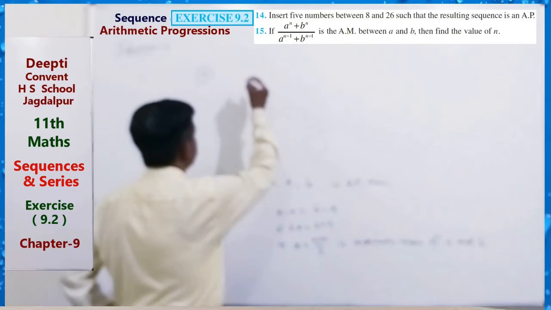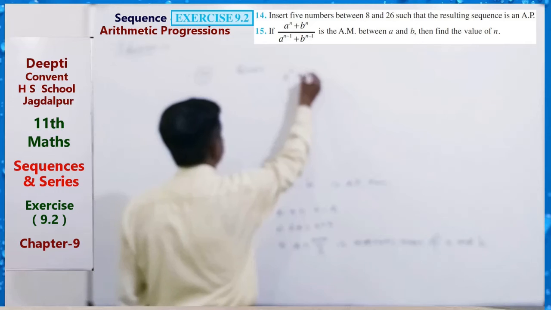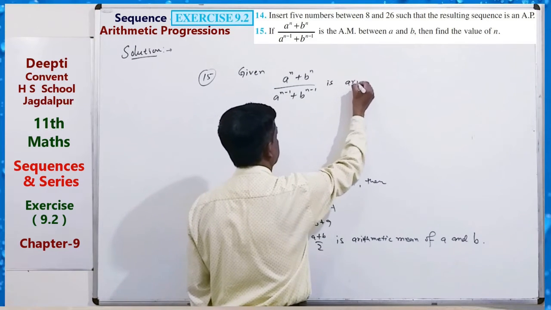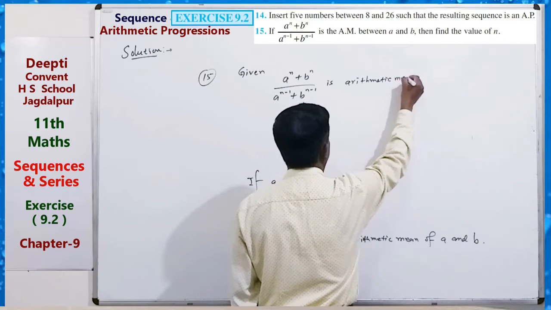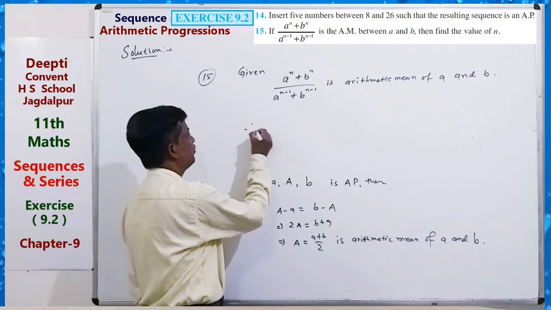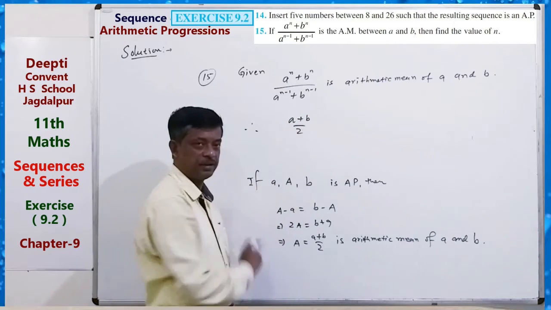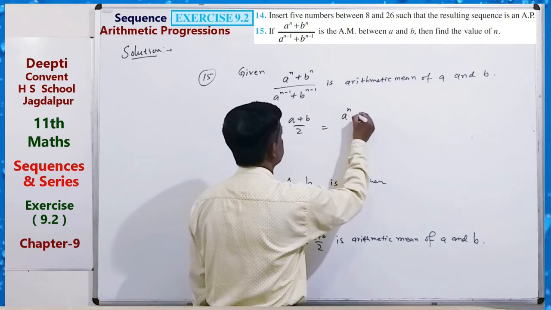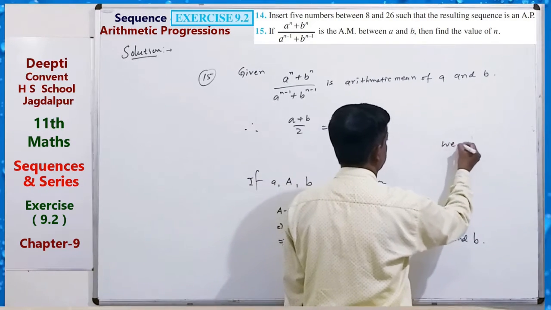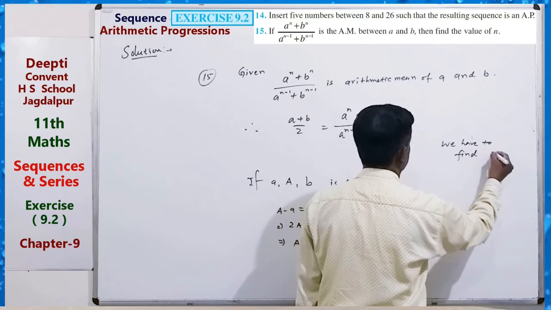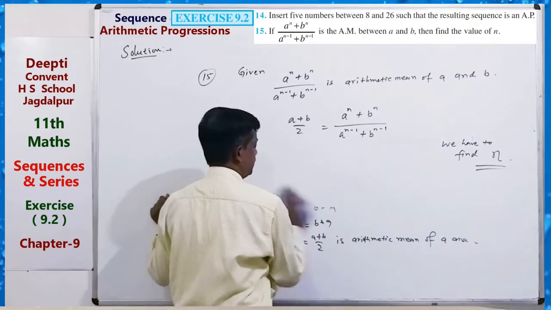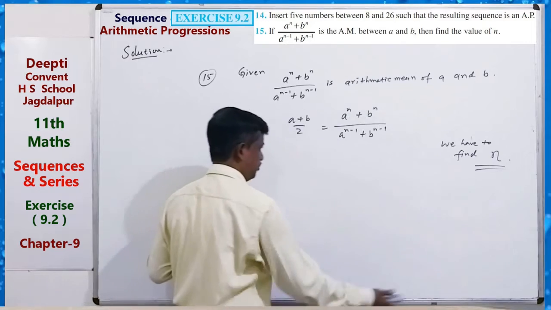So here given a power n plus b power n upon a power n minus 1 plus b power n minus 1 is the arithmetic mean of a and b. Therefore, a plus b by 2, the arithmetic mean of a and b, equals a power n plus b power n upon a power n minus 1 plus b power n minus 1. We have to find n. Find the value of n. Okay, so we can get it by solving. Just solve it and try to find the value of n.